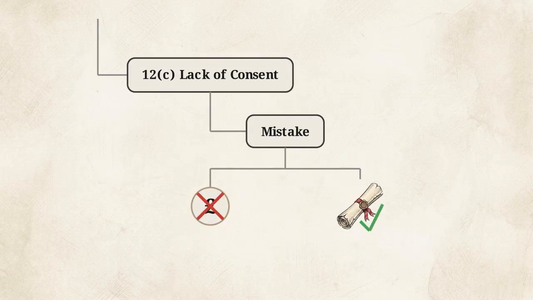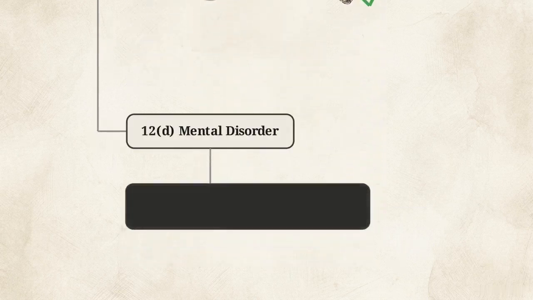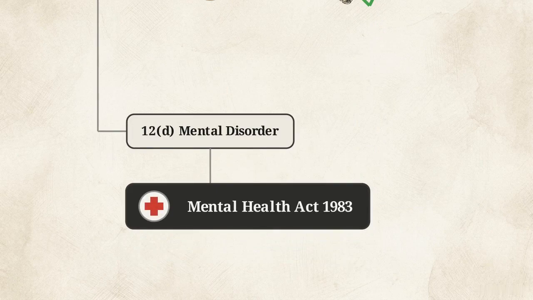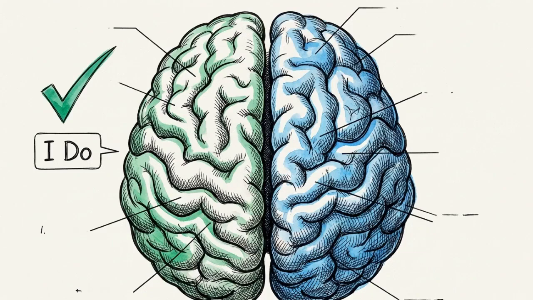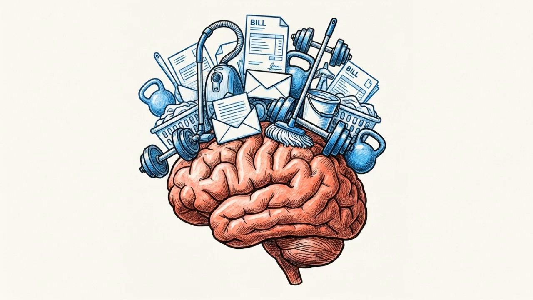A partner lying about wealth won't invalidate the marriage. Then we have subsection 12D, mental disorder, tying directly to the Mental Health Act 1983. This creates a unique legal paradox. A party might be mentally capable of giving basic consent, but their disorder makes them unsuited for the ordinary duties of marriage.